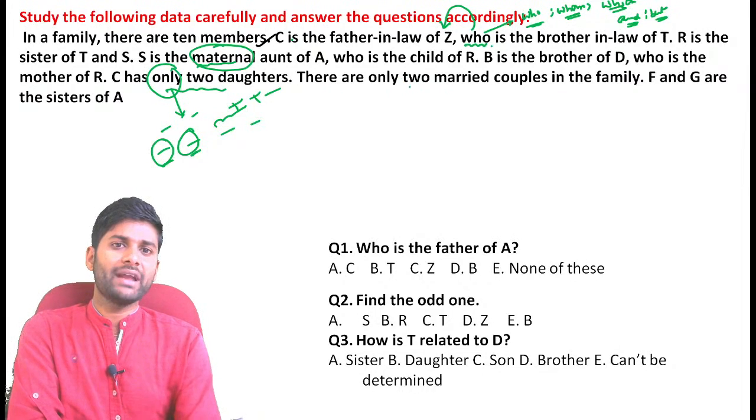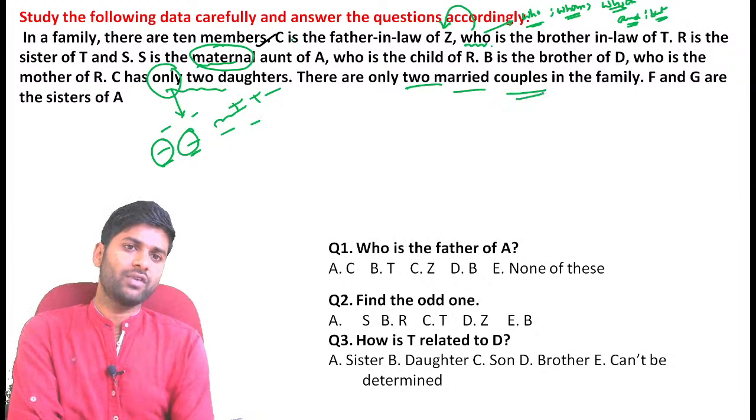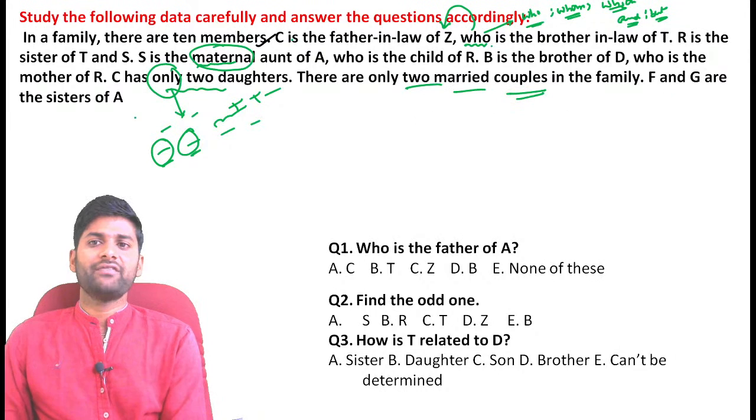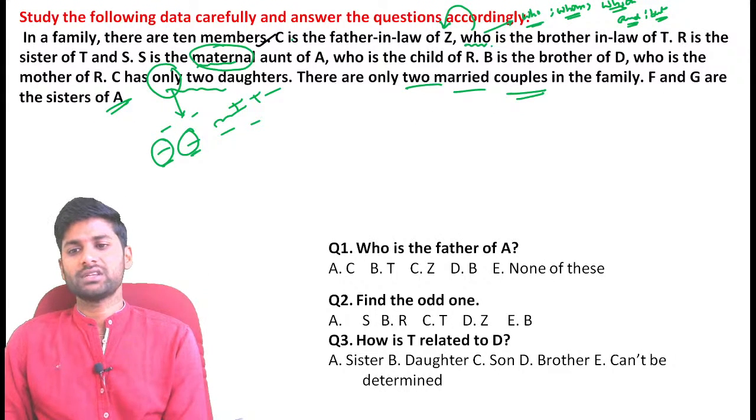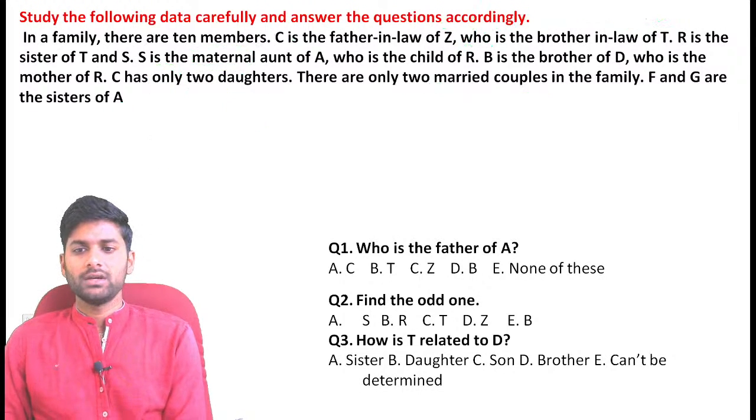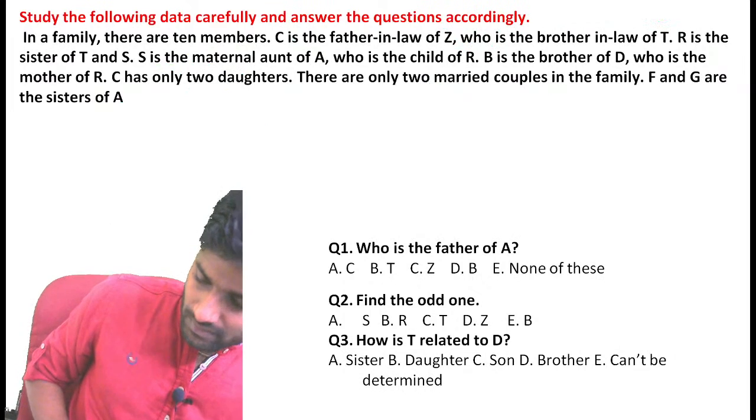And there are only two married couples. They clearly mention that the total number of couples is two married couples, and F and G are sisters of A. So that is the overall information. Based on that information you can get 5 questions, guys, but I took only 3 questions, don't worry. You just try this question and give me the answers.